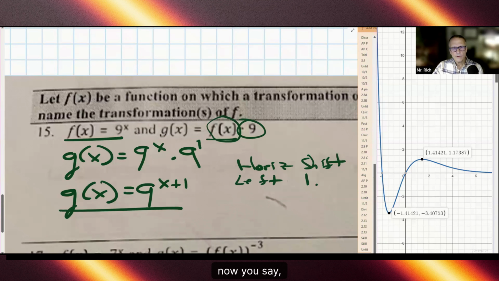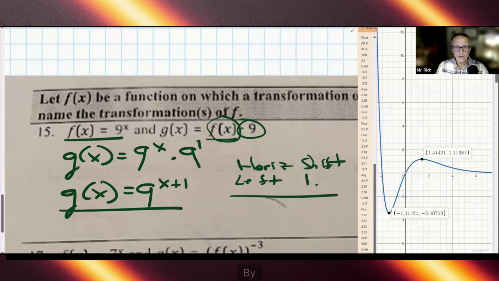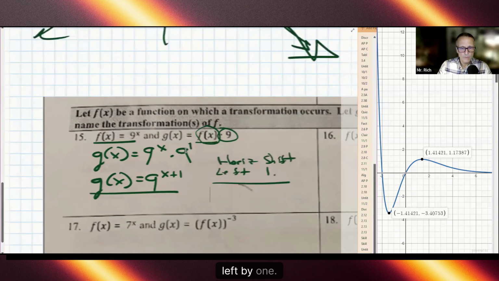Okay. Now you say, well, would it be wrong to say it's a vertical dilation by a factor of 9? No, you wouldn't be wrong. But if they asked it as a multiple choice, they may not give you that option, and you'd have to recognize this as a horizontal shift, left by 1.